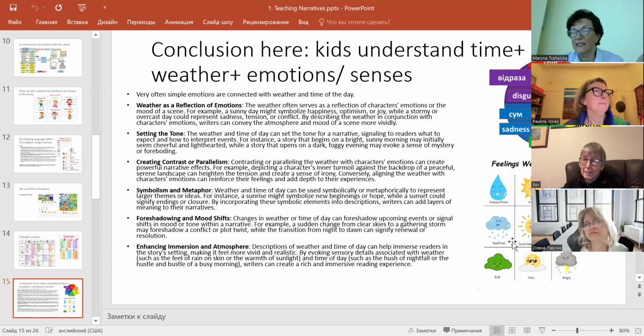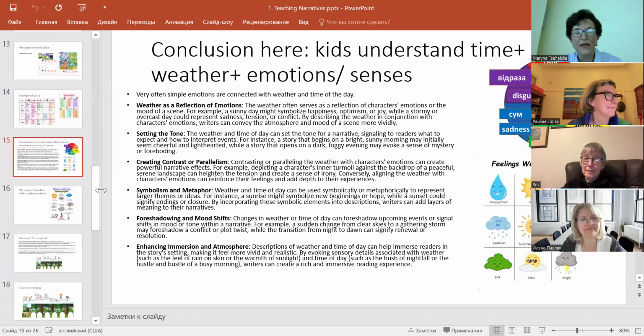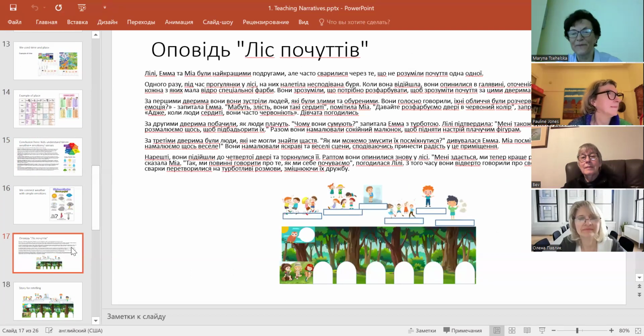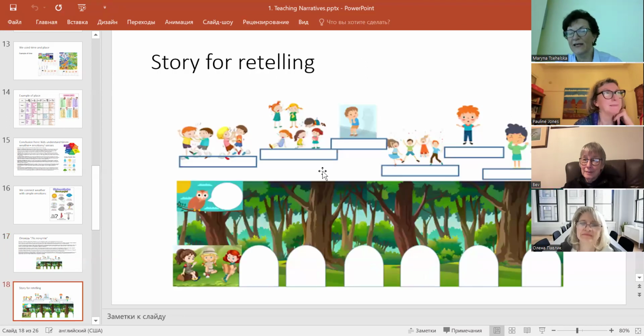because it was a bright sunny day and kids immediately said that it means there is a happy atmosphere, and so probably the story will be about something pleasant. This part worked. And then we even had this narrative that was called The Forest of Emotions. And we read the story. Then it was like this.